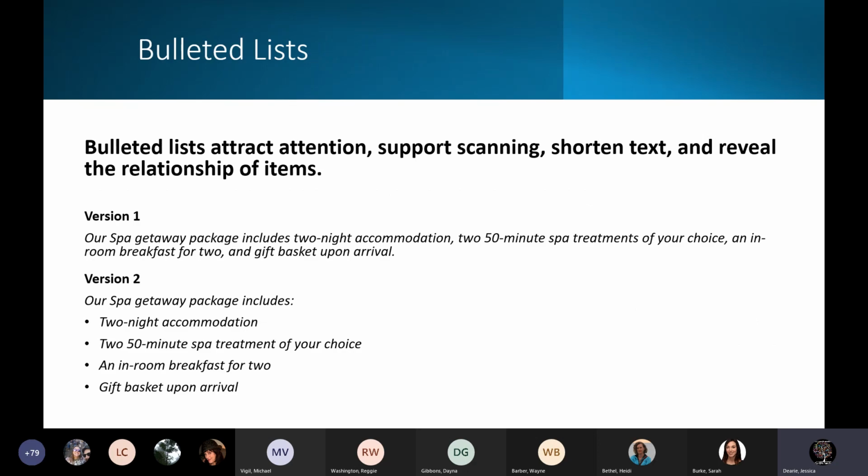Bulleted lists can also help attract attention. They support scanning by shortening our text and revealing relationships between items. So if we take a look at these two examples here, where the first one is written as a full sentence, and the second one has taken the last 4 items and put them into a bulleted list, we can see how that second version is easier to read and more likely to be read.